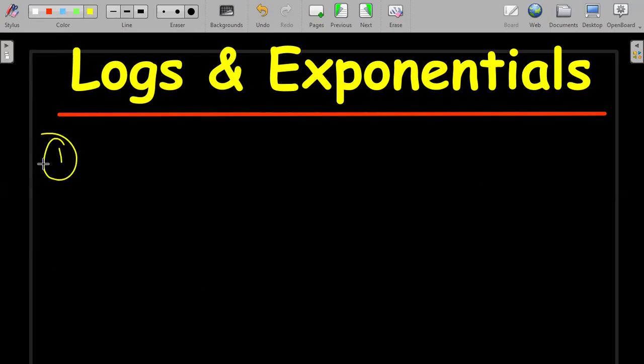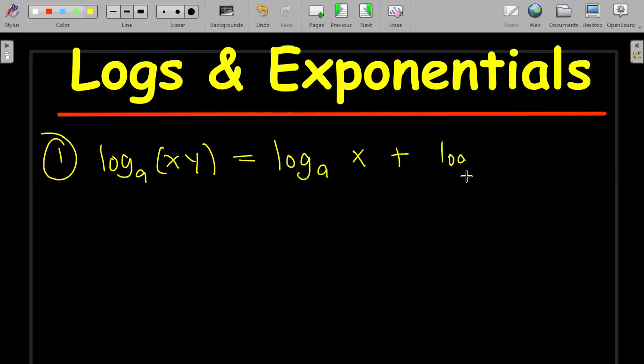The first property of logs is a very simple one. Simply saying that log of base A of a product, let's say x multiplied by y, is the same as log base A of x plus log base A of y. So whenever you see a sum of two logs and they have the same base, we can combine them into a product.